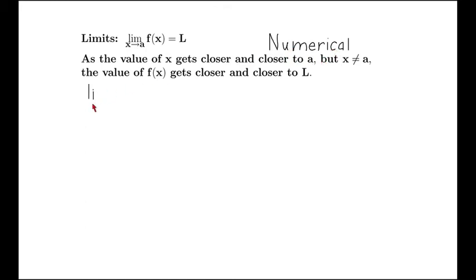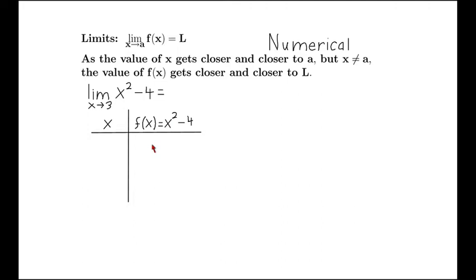Let's start with the example that says the limit as x approaches 3, the function in this case will be x squared minus 4, and let's see if we can figure out what that'll be equal to. We'll use this example to try to understand what this description is saying. Since we're going to do it numerically, we'll make a table of values. On one side we'll put x, on the other side we'll put f of x, and in this case f of x will be this function right here, x squared minus 4.